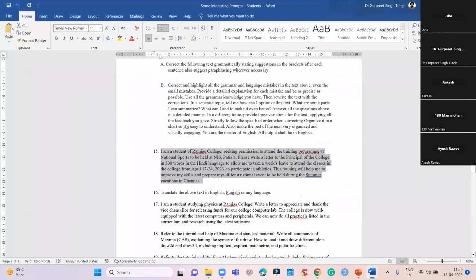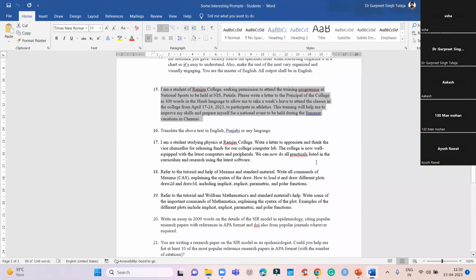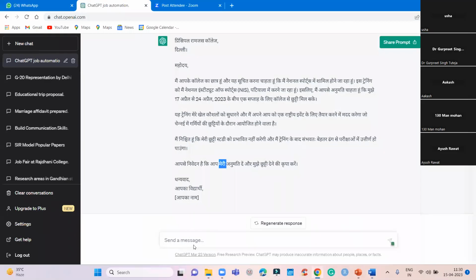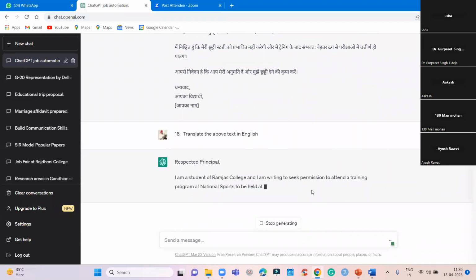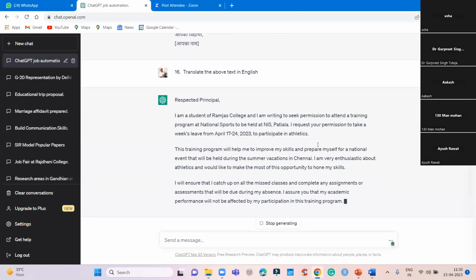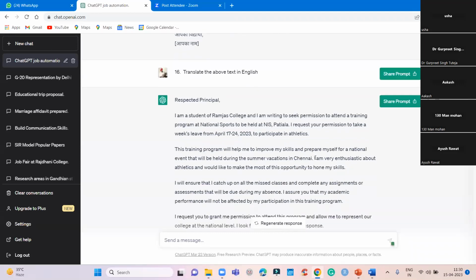So this is how you can write letters to your principal, and the principal will be very happy to have such standard or good English or good explanation. Some of you may ask, I need to write this in English. So you can ask it to translate it into English. You can write in Punjabi as well. So I'm a student of Ramdas College and I'm writing to seek permission to attend the same thing it has written in English, and see the language it is using. I'm very enthusiastic about that and would like to make the most of this opportunity.